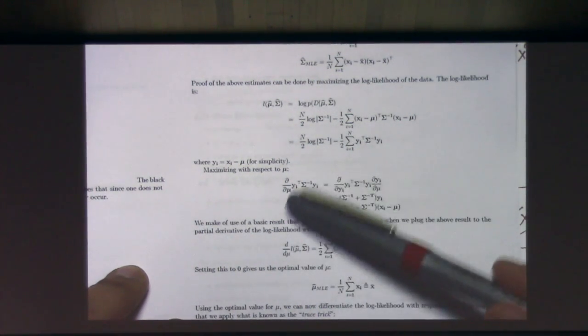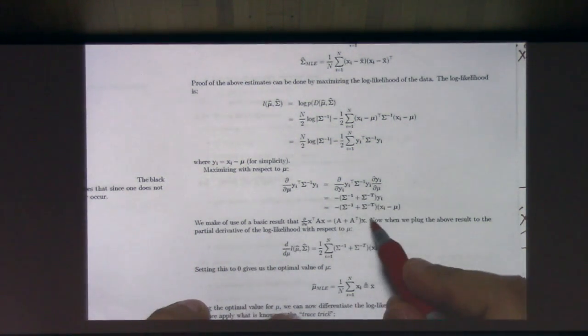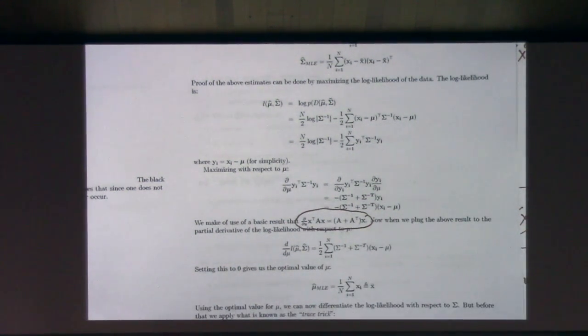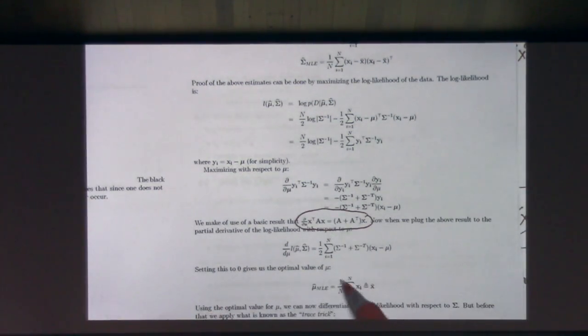In that, we use these results from the matrix cookbook. They're not really magic results, that's what it is. They have just put it in a nice form, and then you just set it to 0, and then you compute the estimates.